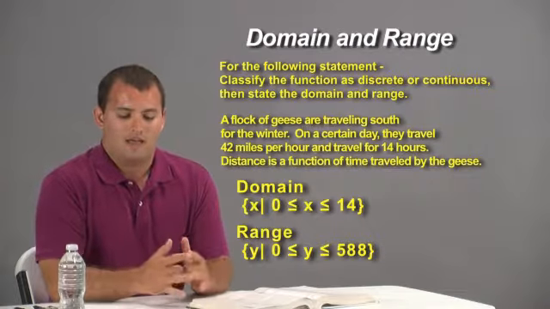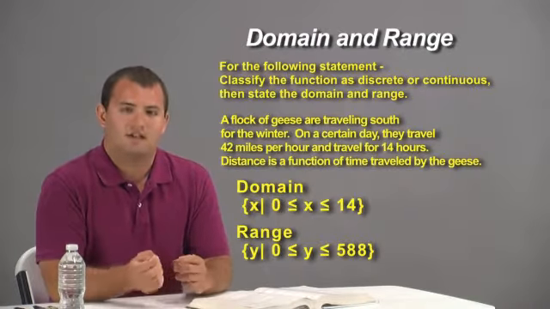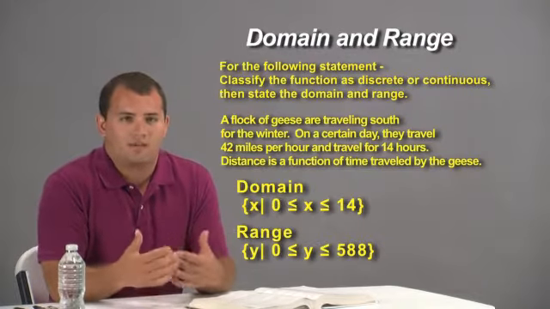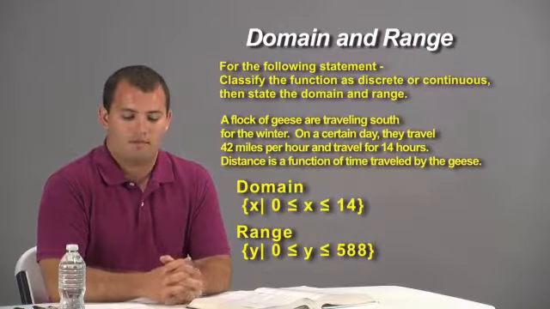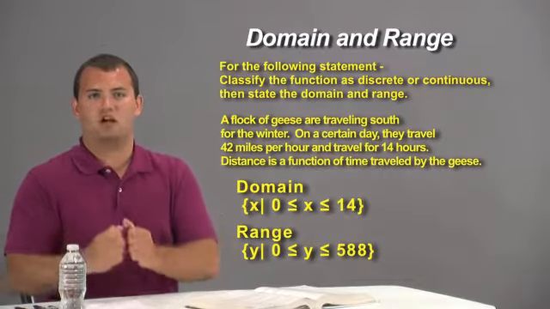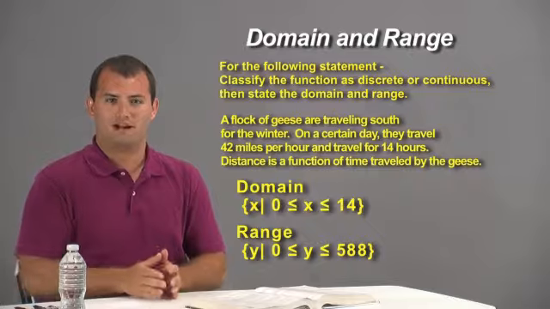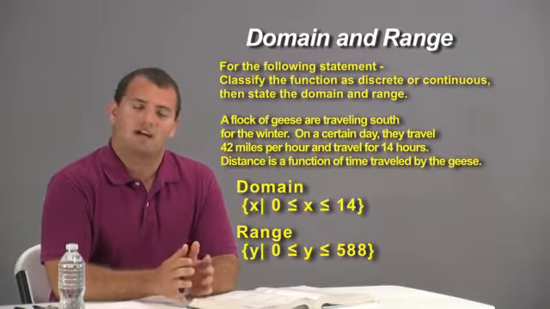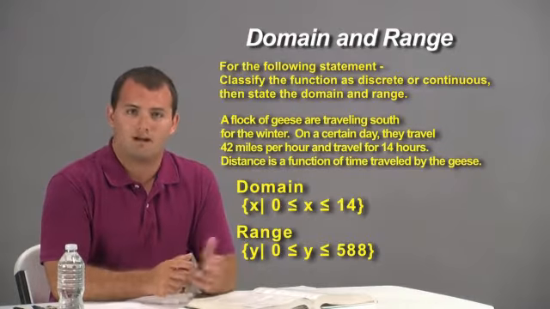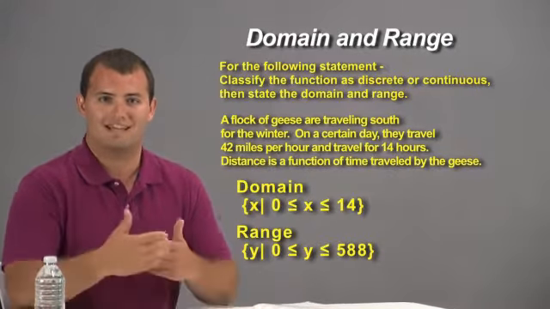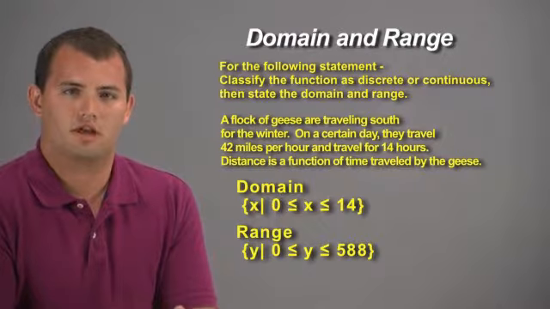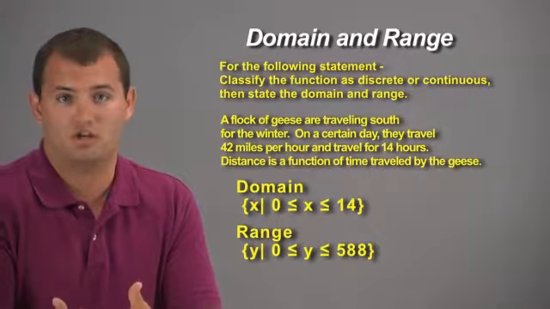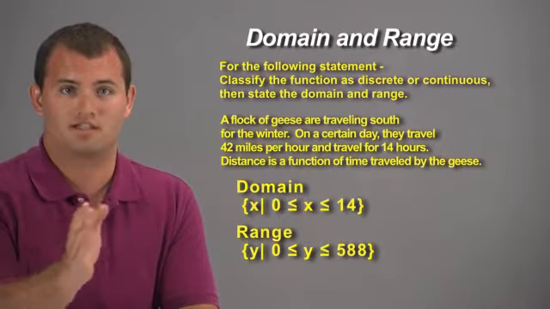Now the function is continuous because for the distance traveled at any time between 0 and 14 hours, we can determine any of those distances. We can find the distance traveled at 3.68 hours. If we felt up to it, we could find out how much time it took for the geese to travel 500 miles or 300 miles. It's a continuous distance. We can also tell that the function is continuous by looking at both the domain and range because they're continuous intervals. They're not sets of intervals, they're not sets of points.